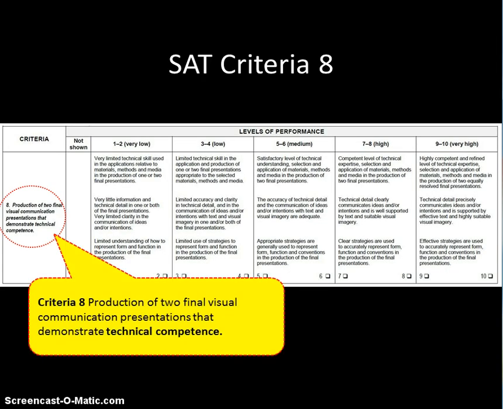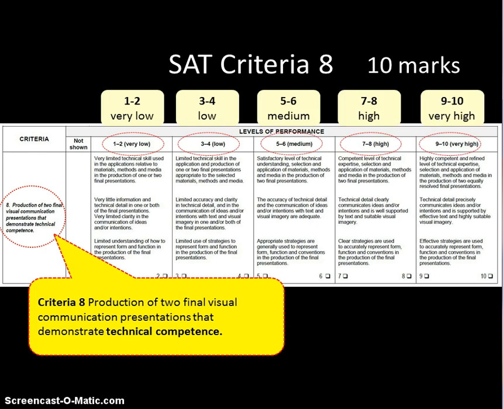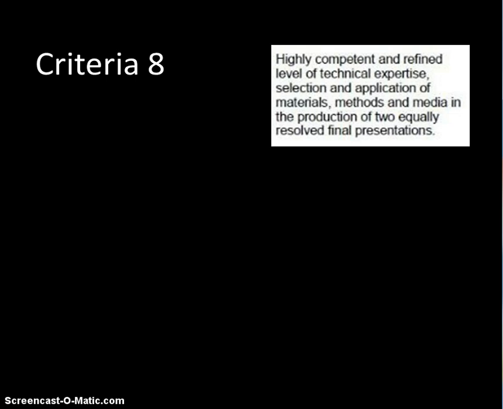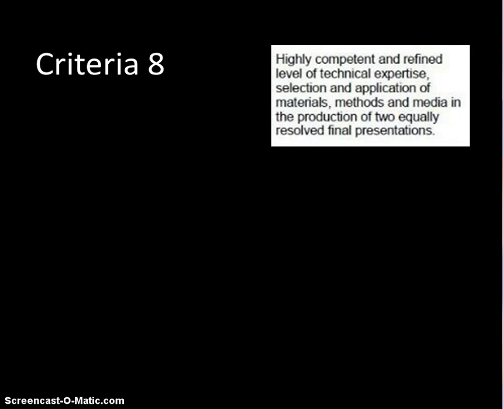So let's go through and look at the rubric and break it down some more. So again, it's the production of your 2 final visual communication presentations that demonstrate technical competence. It's marked out of 10 and you can get a mark between 1 and 10. So we're going to look at the 3 descriptors here in the very high range in a bit more detail. So it's highly competent and refined level of technical expertise, selection and application of materials, methods and media in the production of 2 equally resolved final presentations.